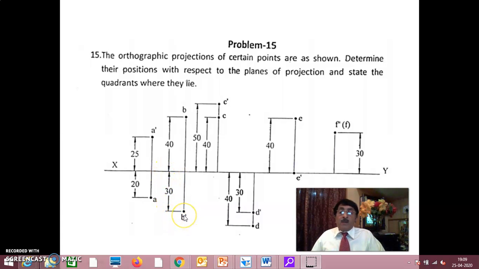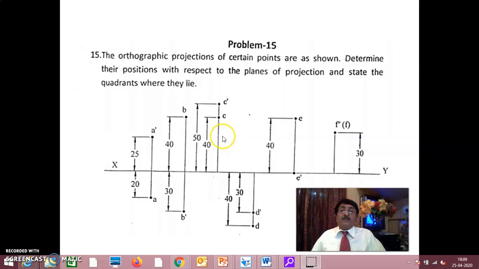Below HP or above HP, I have told you, should be referred to dashes only. In front of VP or behind VP should be referred to top views only. Okay. Now I'll just make you recollect. This point B is in the third quadrant, 40 mm behind VP, 30 mm below HP.